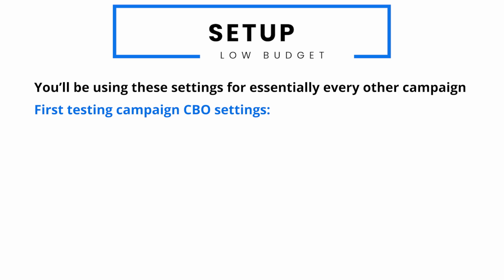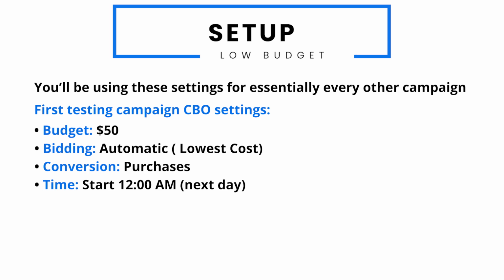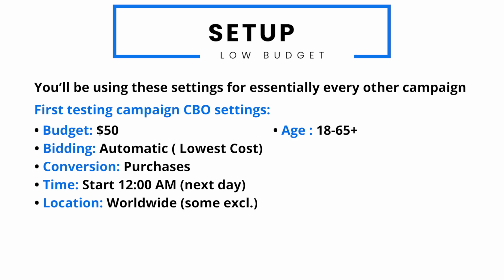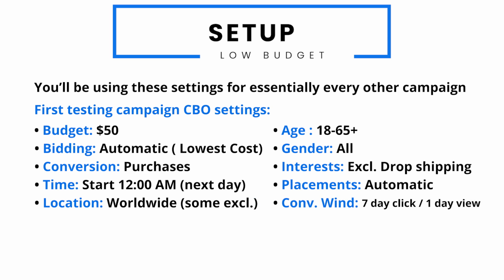Your first testing campaign will be a CBO with the following settings: a budget of $50, bidding automatic, conversion purchases, time starting 12 a.m. the next day, location worldwide with some excluded countries list, age 18 to 65 plus, gender all genders unless your product is specifically for a certain gender, interest we're going to make sure to exclude dropshipping for all of them, placements automatic, conversion window should be 7-day click or 1-day view.